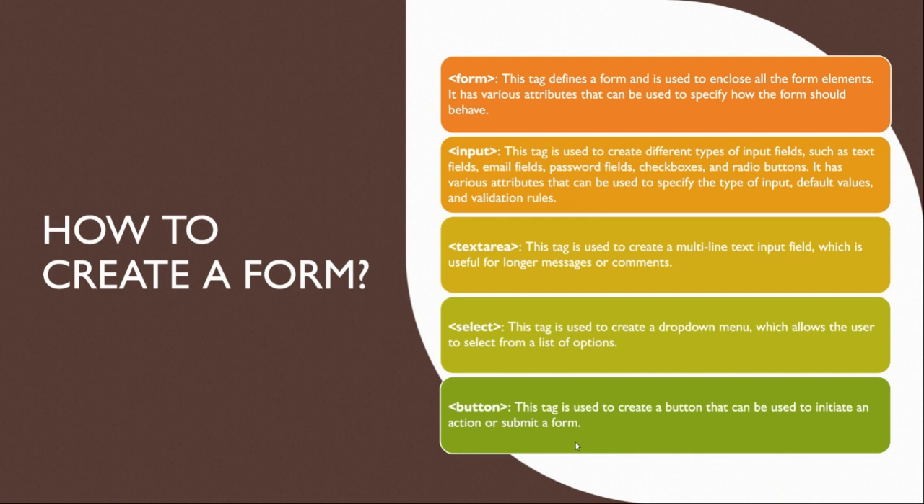Next is textarea. It is a space where we type messages. This tag is used to create a multi-line text input field, which is used for longer messages and comments. The next is select. This tag is used to create a drop-down menu which allows users to select from a list of options. The next one is button. This tag is used to create a button that can be used to initiate an action or submit a form.